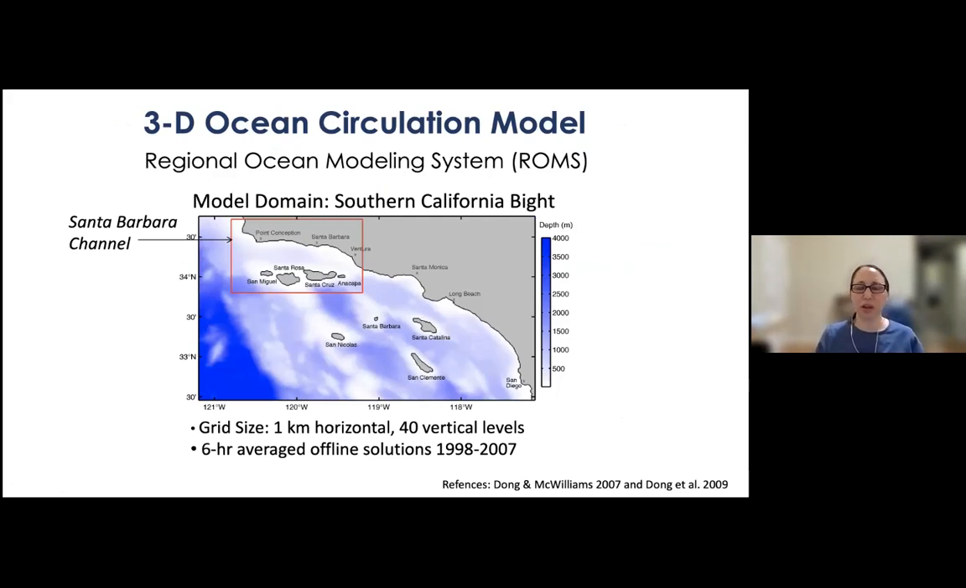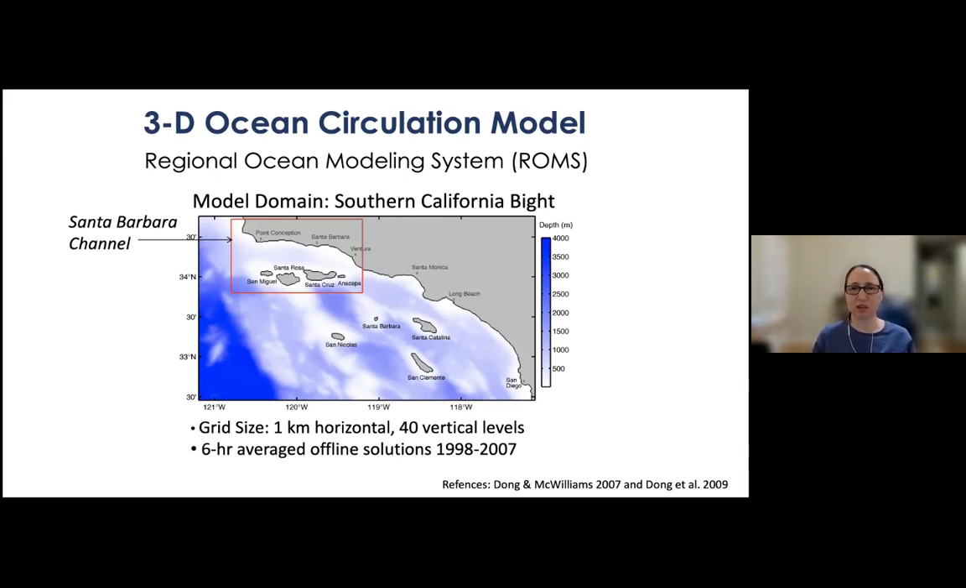So the basis of my results, and probably a lot of you have seen this, but I'm going to go over it again, is a 3-dimensional ocean circulation model. This is a Regional Ocean Modeling System that was applied to the Southern California Bight. A lot of papers have been produced on this data set. It was created at UCLA in the Jim McWilliams group with Charles Dong taking the lead.